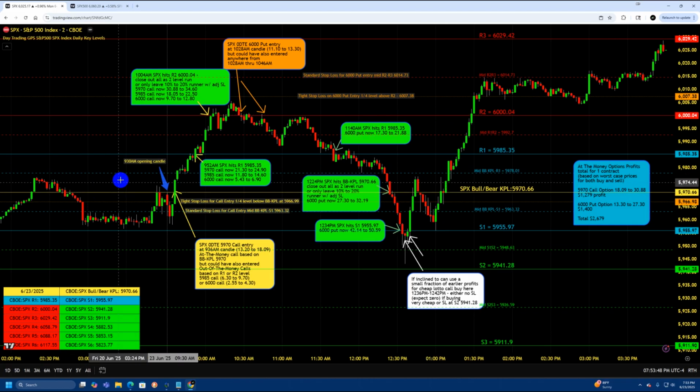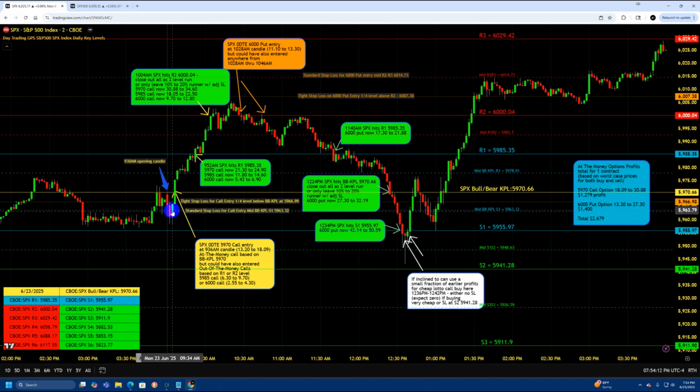Okay, so first off here, like we said, here's the 9:30 a.m. opening candle, and we have this bearish candle down, and then we have this reversal candle here off the mid BBKPL S1. So BBKPL stands for bull bear key price level. So down here it's just abbreviated to BBKPL.